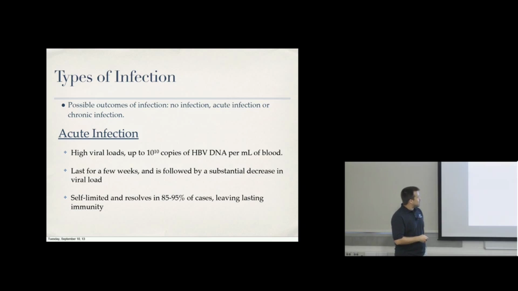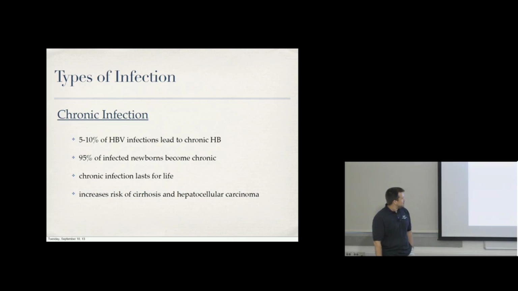In an acute infection, you get a high viral load, up to 10 to the 10 copies of this HBV DNA, the DNA of the virus, per milliliter of blood. Lasts for a few weeks, and then it goes away. And it's resolved in most adult cases. I'm going to only be dealing really with adult cases in this, because the immune system is basically completely different for children. And that's a dynamic timescale kind of thing I don't really want to get involved in at this point. In chronic infection, you end up with a lifelong infection.